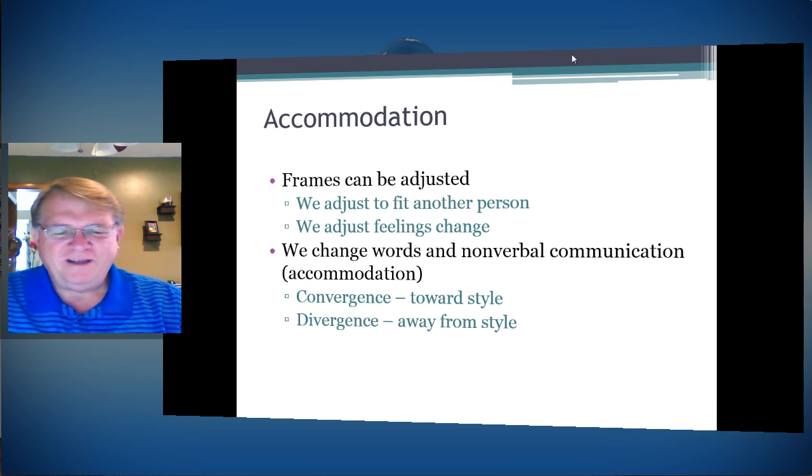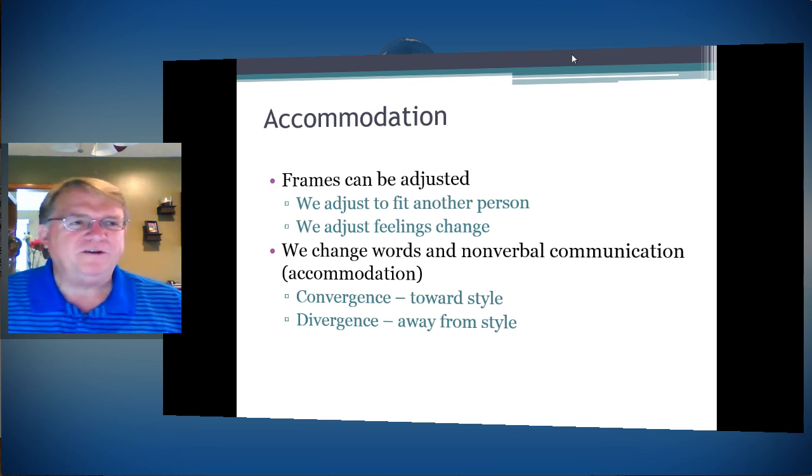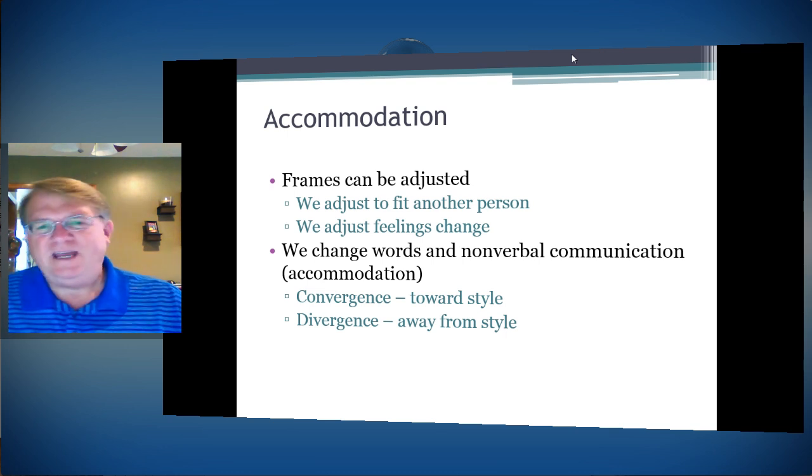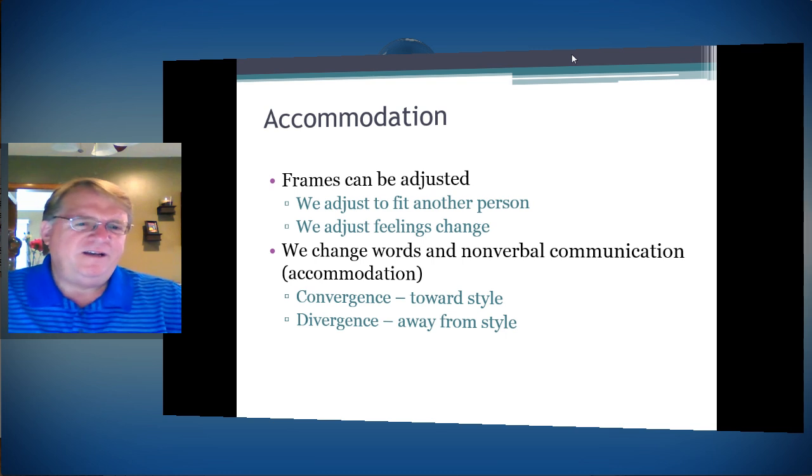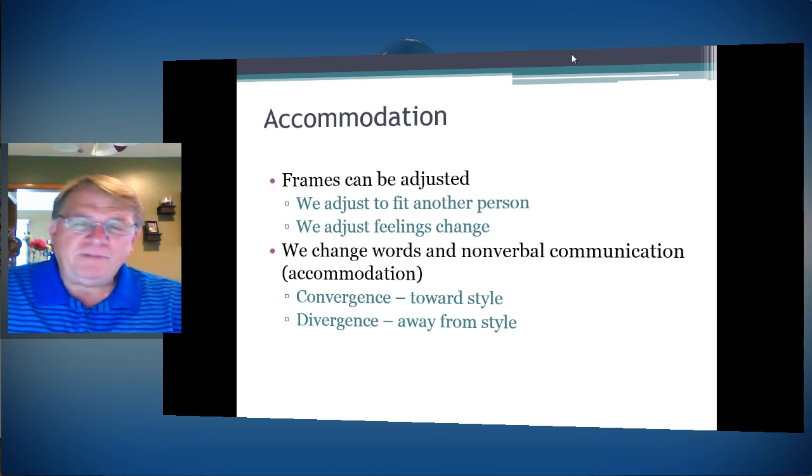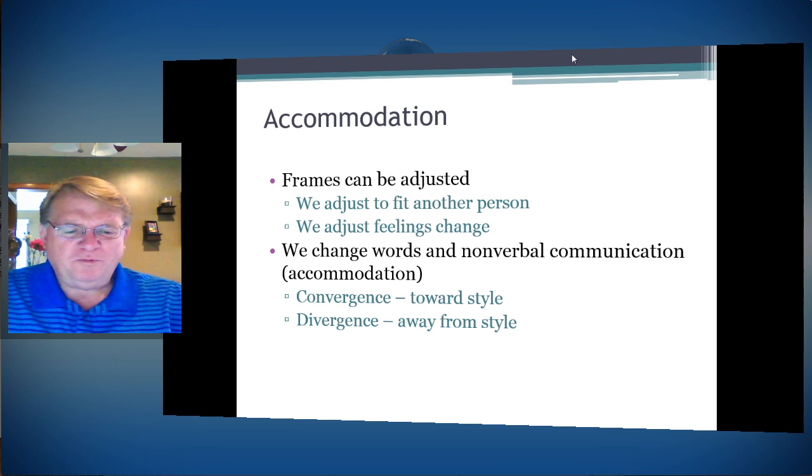So now, going back to how we handle these relational frames, they can be adjusted during an interaction. You can start out framing a situation where you're using more high code talk until you realize it's unnecessary, and then you relax, and your words and your nonverbals change, because your feelings are changing about the situation.